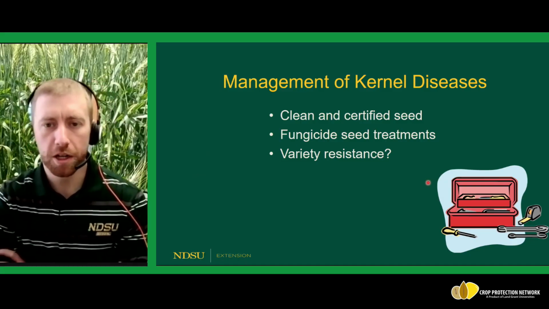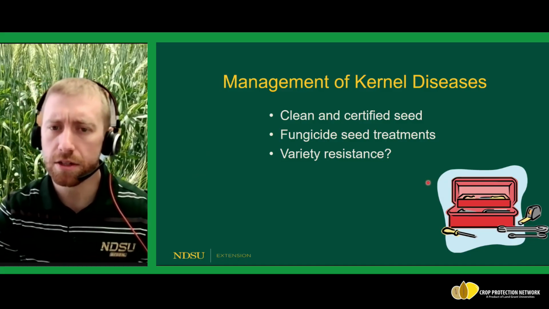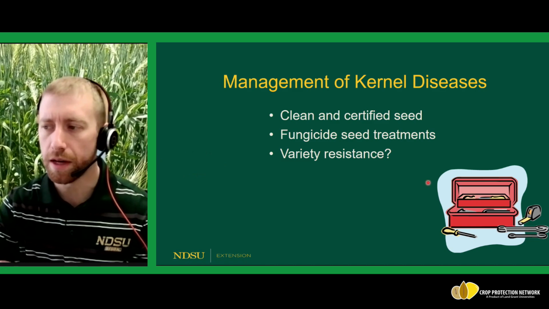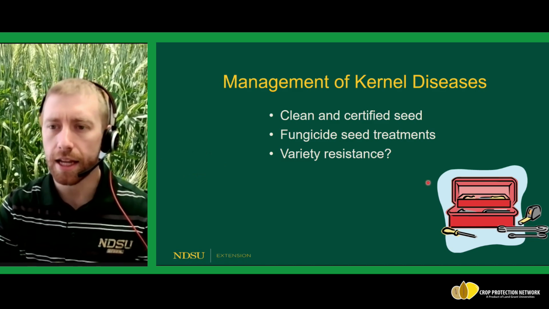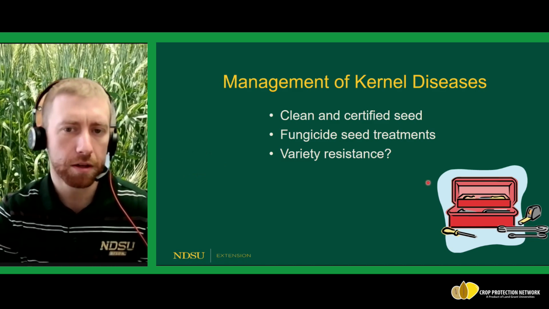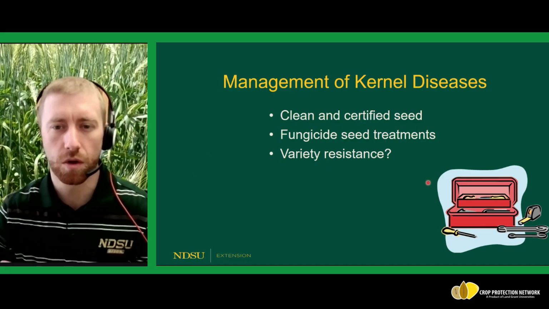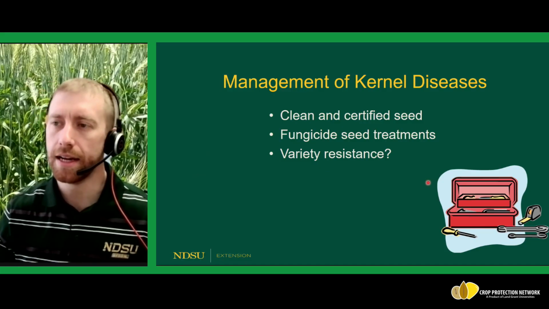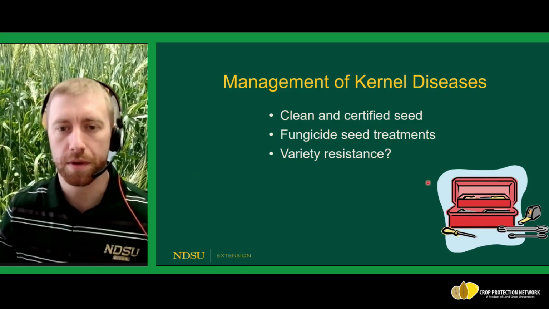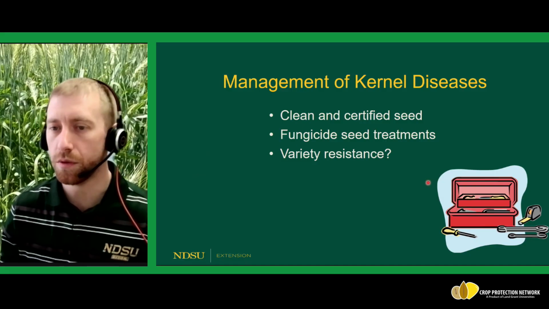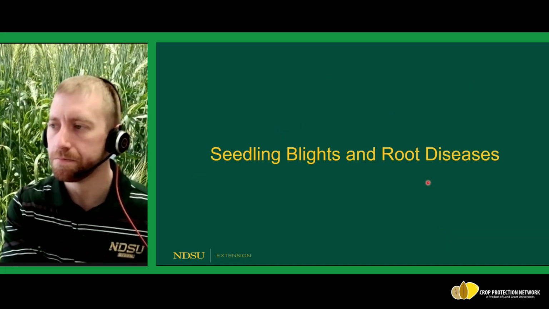I put a question mark by variety resistance because there are some of these kernel diseases that do benefit from variety resistance, but with black point, for example, there's really no variety resistance. So I'd say in some cases, but it's not a uniform recommendation that you can use variety resistance for every one of these kernel diseases.